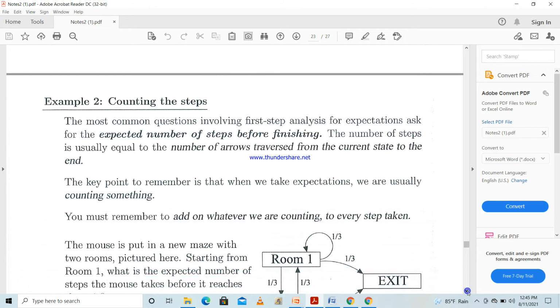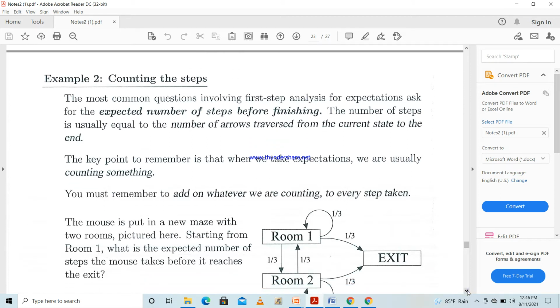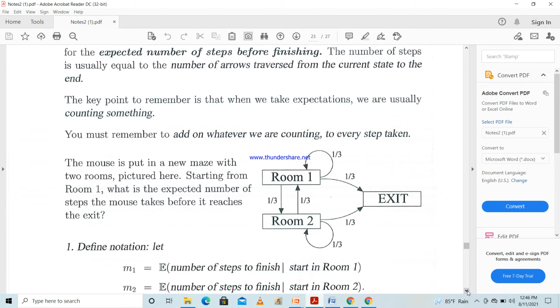And the next thing that we are interested in is counting the steps: the expected number of steps that you have to spend to reach a particular goal or to get out from a given maze. So we are interested in the expected time and also the expected number of steps. When we want to calculate the expected number of steps to reach a particular goal, again we can apply first step analysis. So let's look at this diagram.